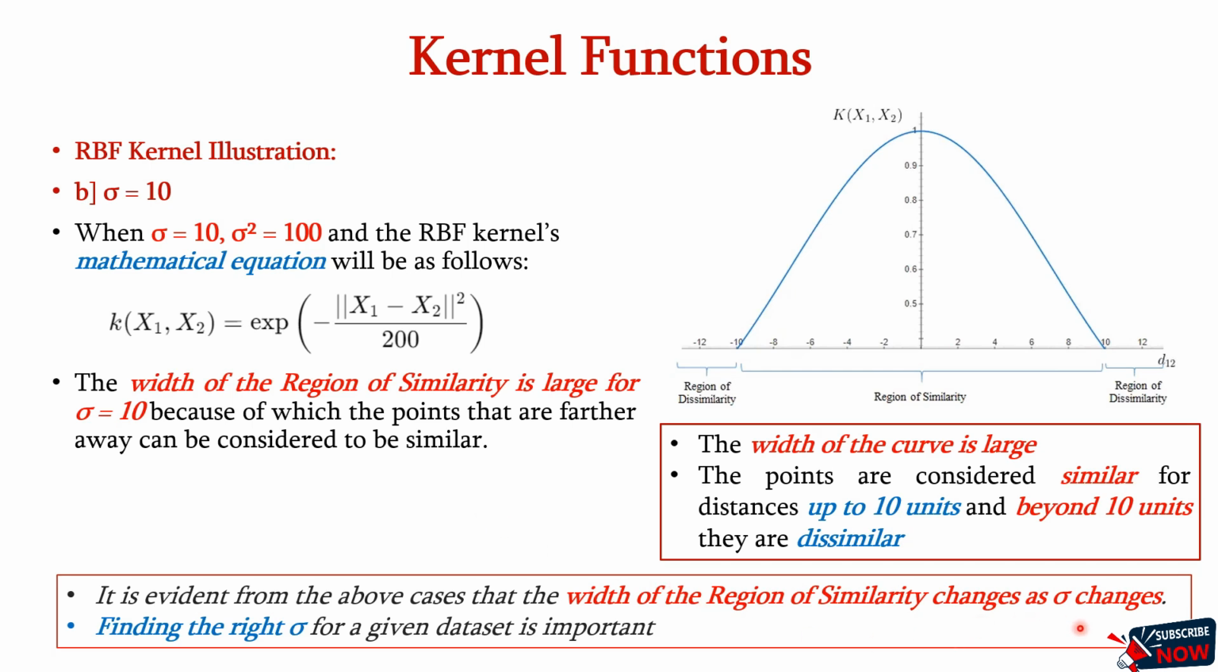So thus from the above cases it is evident that the width of the region of similarity changes as the sigma value changes. So therefore we have to find the right sigma value for a given data set, to obtain the optimal curve.